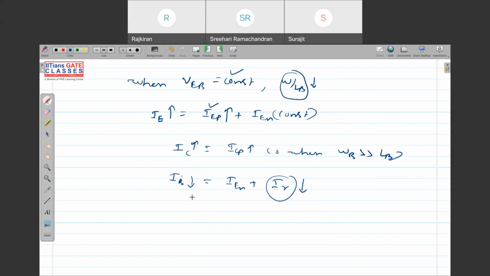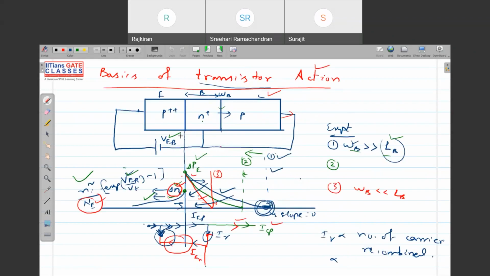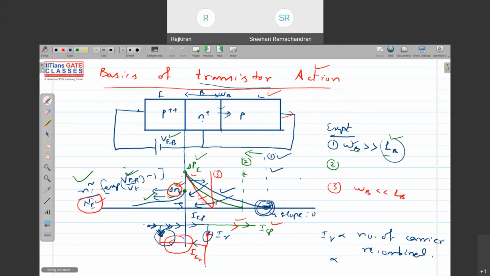So we have seen a forward-biased junction creating a current in the neighboring junction, even though that junction is zero bias. So what I'm telling is, a forward bias junction creates a current in the neighboring junction, even if it is zero bias, as you go on decreasing the base width. Clear?